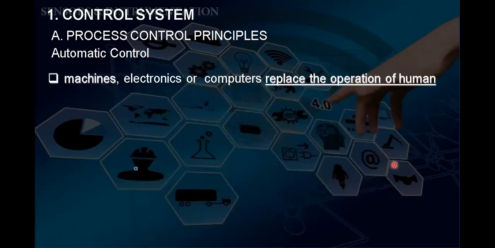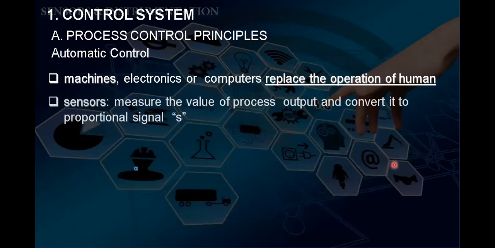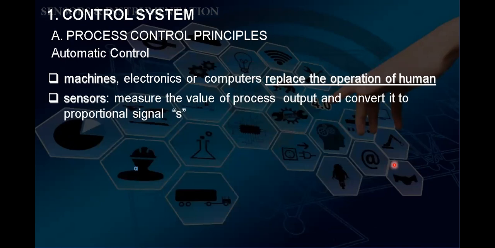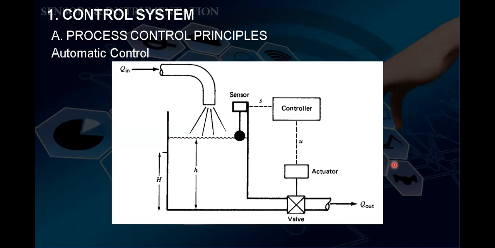Okay, so automatic control: machines, electronics, or computers replace the operation of a human. And sensors measure the value of the process output and convert it to a proportional signal S. Let me just go back and show you: signal S there, signal S here.